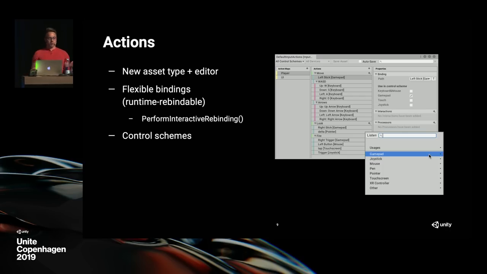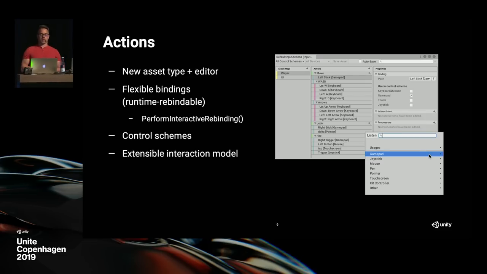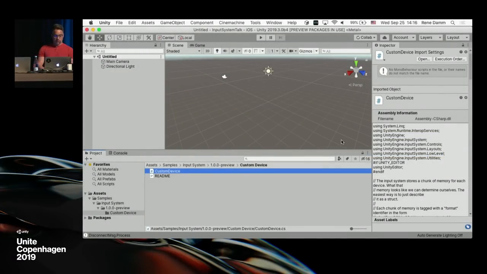There is support for control schemes. So you can group bindings into sets, in case your application can be operated in multiple different ways. And finally, the whole action system is built around an extensible interaction model that supports patterns such as holds and taps and that kind of stuff. And you can extend that and implement your own interactions as well. So same thing as before, let's jump back into Unity and look at this in action.